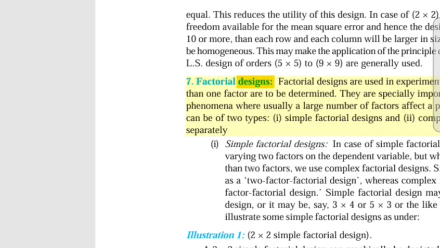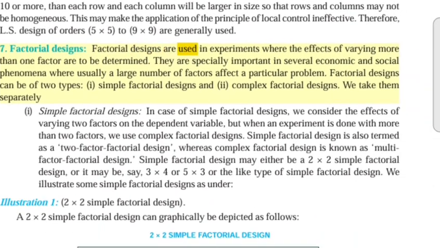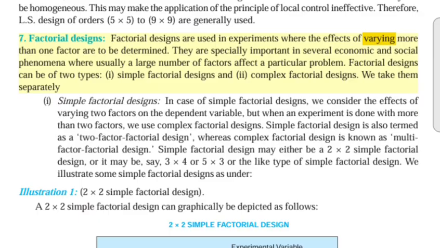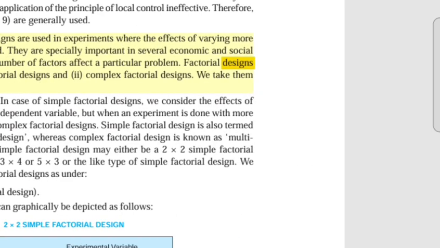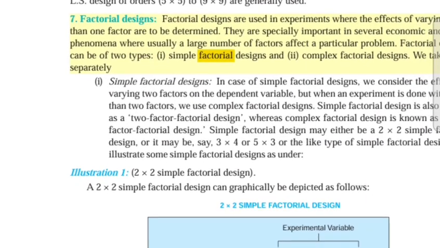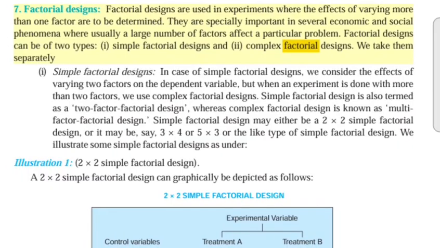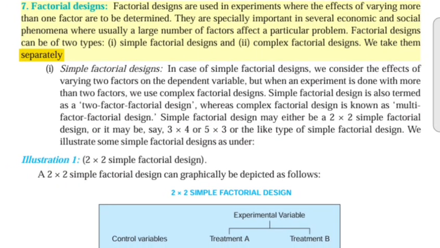7. Factorial designs. Factorial designs are used in experiments where the effects of varying more than one factor are to be determined. They are specially important in several economic and social phenomena where usually a large number of factors affect a particular problem. Factorial designs can be of two types: 1. Simple factorial designs and 2. Complex factorial designs. We take them separately.